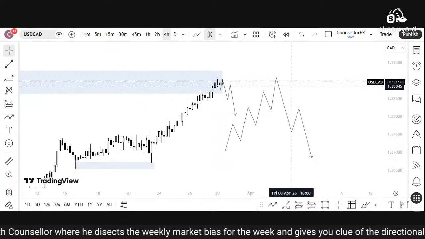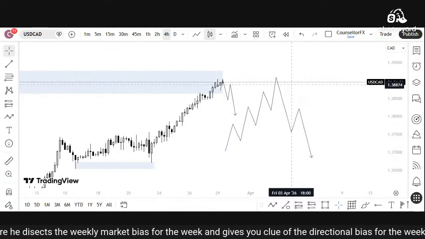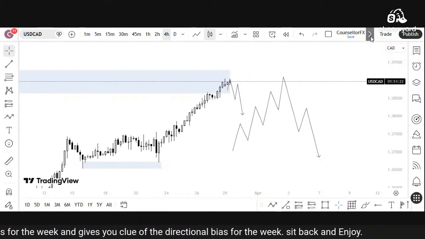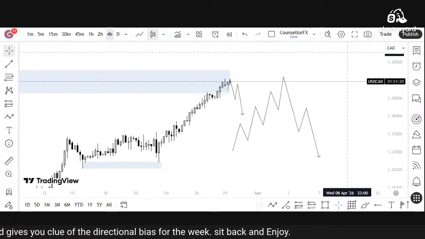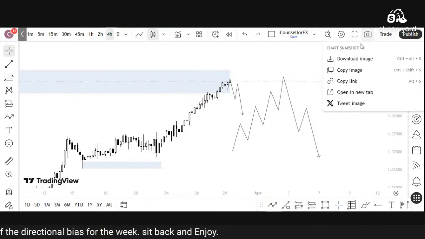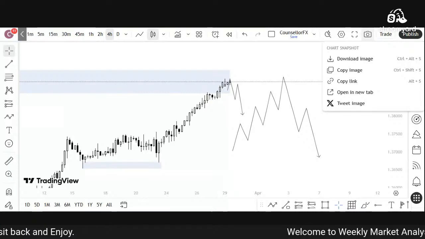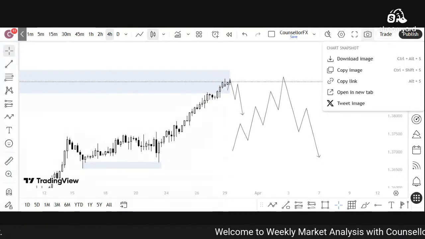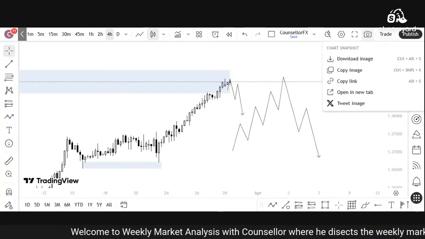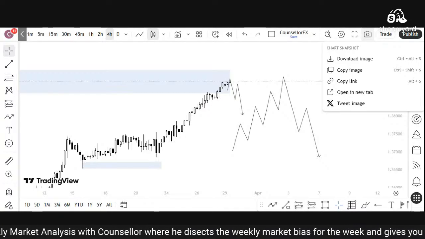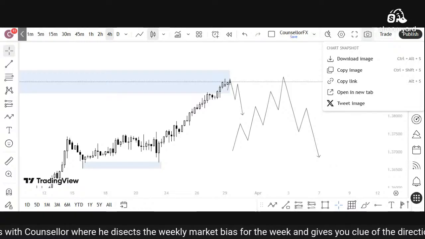So that being said, it means there's nothing I'm looking out for in USD CAD again, because anything I'm going to look out for here will be me forcing trades. It will be me forcing setups. And you know, I don't do that. We don't do that at all.